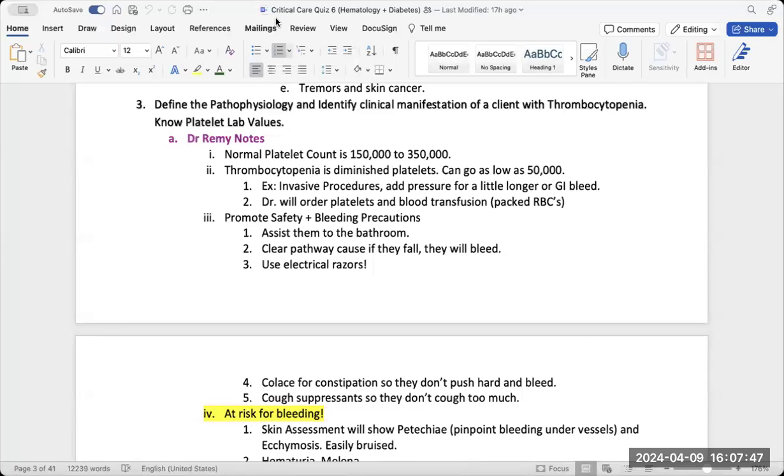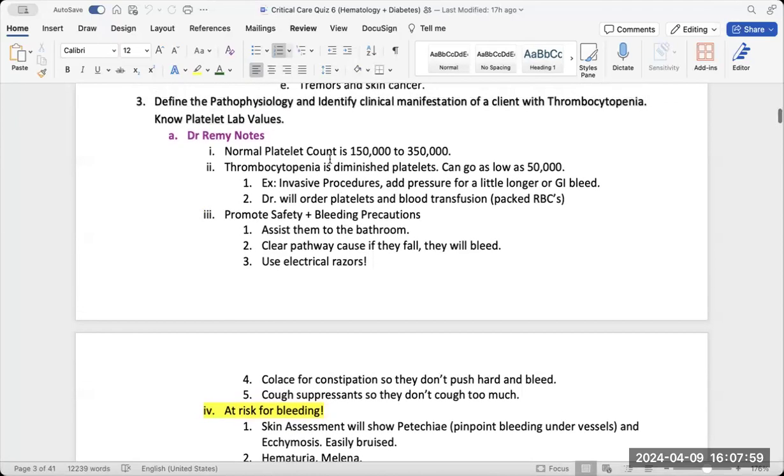So we expect these patients to have a platelet count of less than 150,000. Thrombocytopenia means diminished platelets. One instance where we could see that is if someone's bleeding, their platelet count might decrease, so we need to watch out for that. Sometimes doctors could order a platelet transfusion if their platelets are really, really low. They could even have a blood transfusion of packed RBCs if they're bleeding a lot too, because we're going to look at all of the lab values.